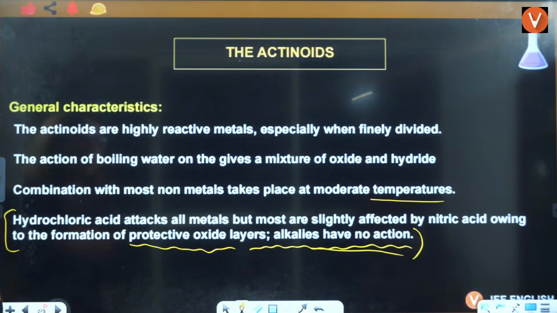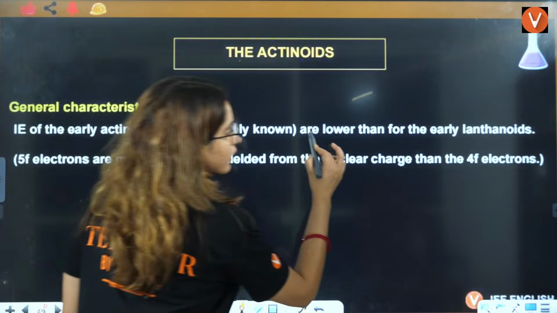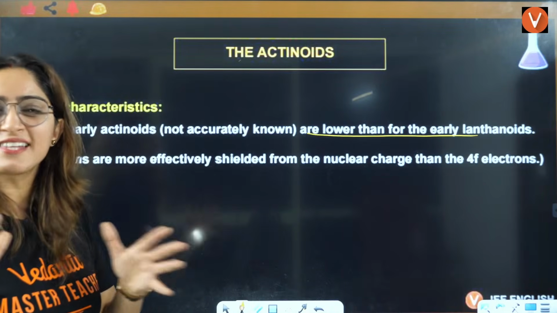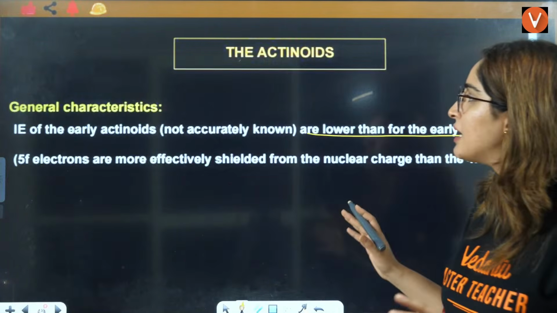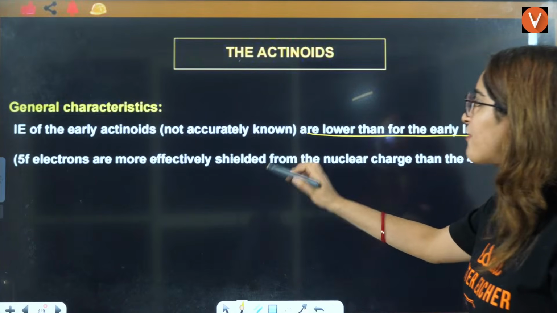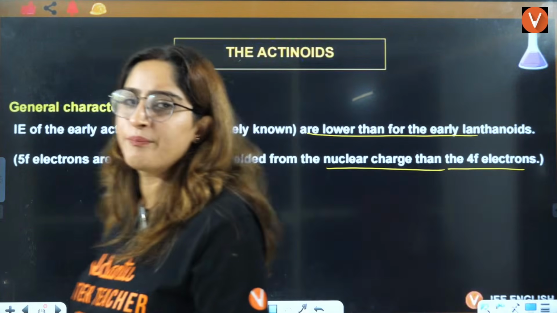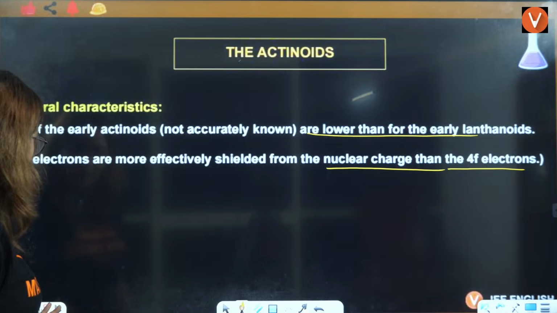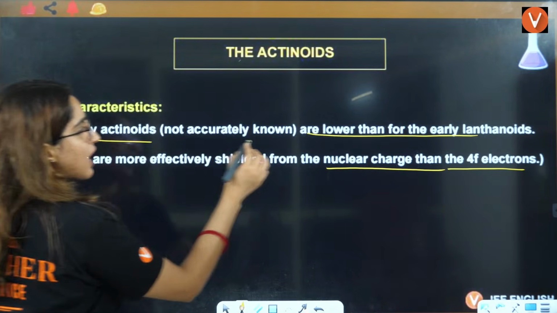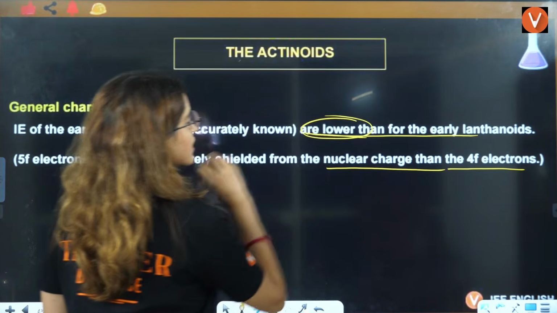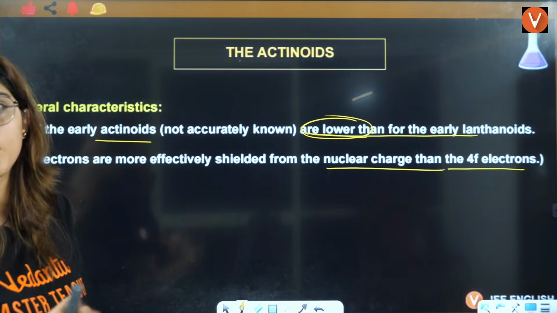Ionization enthalpies of actinoids are lower than those of early lanthanoids. What exactly they are is not known to you because they are radioactive elements and very difficult to study. 5f electrons are more effectively shielded from the nuclear charge than 4f electrons. Basically, we want to say that the ionization enthalpy of actinoids is even lower than early lanthanoids. It is easy to take out electrons from them.